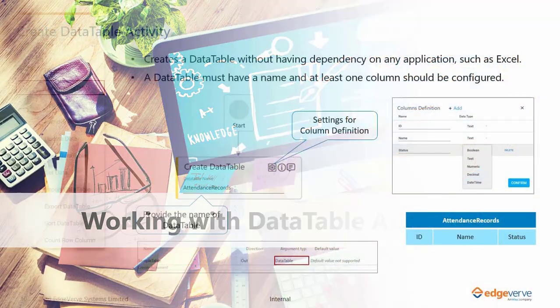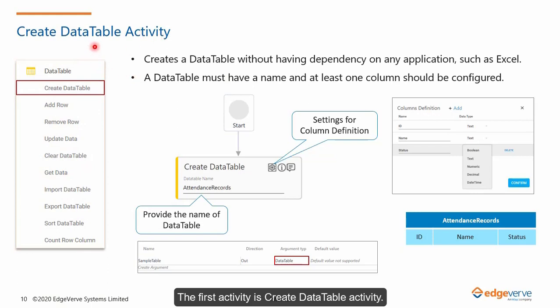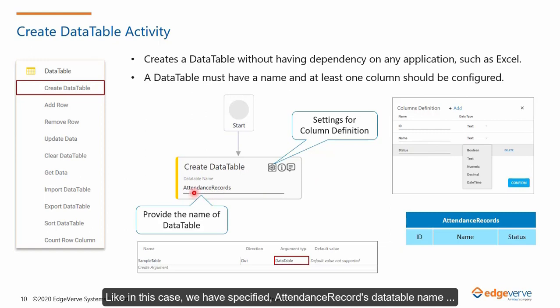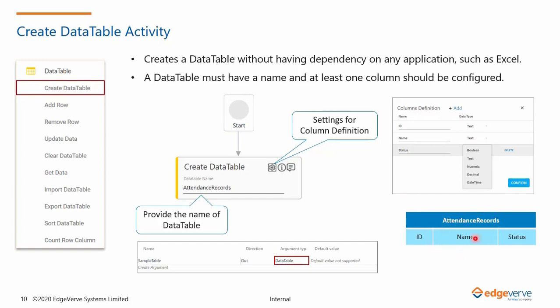Let's get started. The first activity is Create Datatable activity. It allows process designers to create a datatable in memory. The Create Datatable activity expects a user-friendly datatable name. We next need to specify the structure of the datatable by clicking the Settings button and specifying the column definitions. Like in this case, we have specified attendance records datatable name with ID, name, and status columns, which creates this structure in memory.